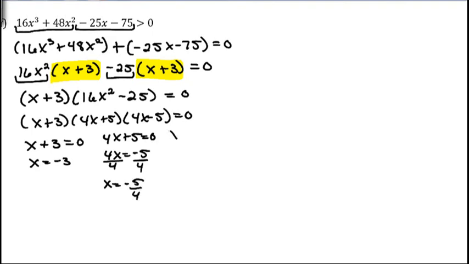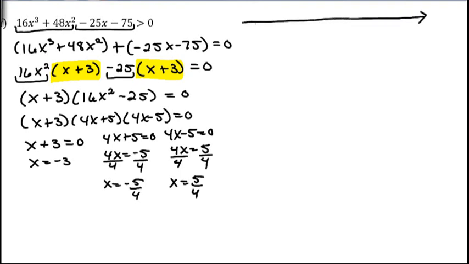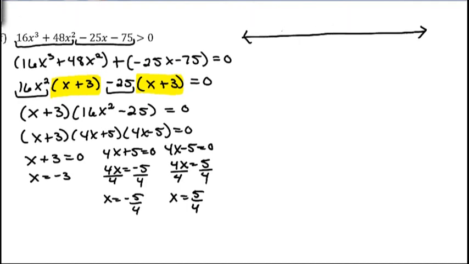And then set 4x minus 5 equal to 0. We get 4x equals 5 when we add 5 to both sides, and then divide by 4. And that gives us x equals positive 5/4. So again, we have three numbers to put on our number line, and it's going to give us four intervals that we need to test. And our smallest number is negative 3. And then we have negative 5/4 and positive 5/4.